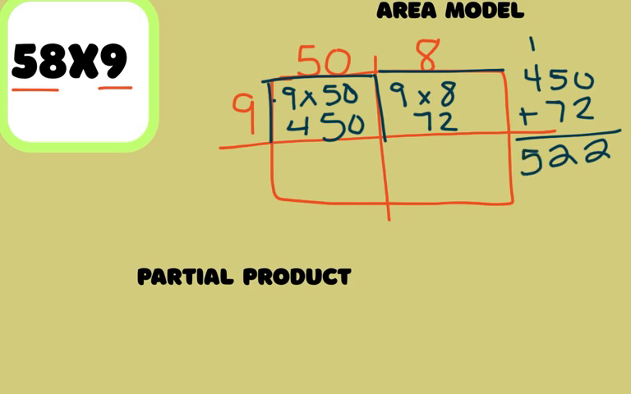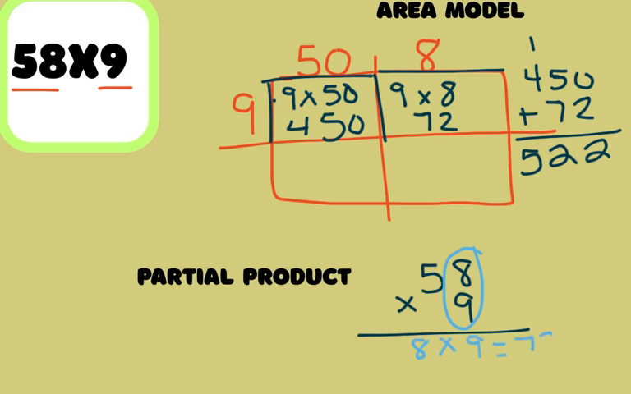Again, I'm just going to rewrite my problem vertically, making sure that they are stacked. And starting in the ones place, I have 8 times 9, which equals 72. And then I have my 50 times 9, which represents 450. When I rewrite and add those two partial products, again, I am left with 522.